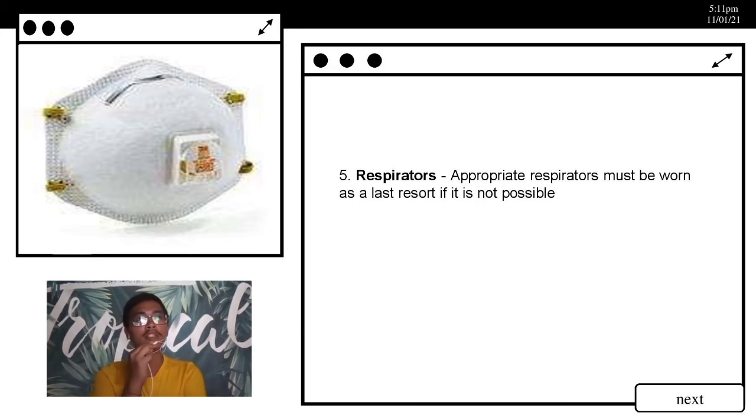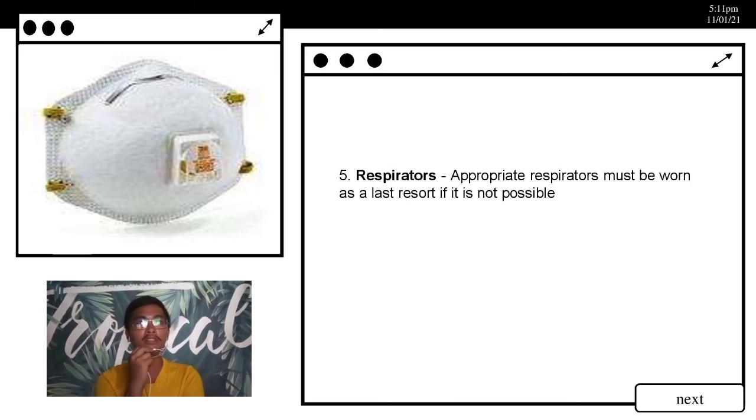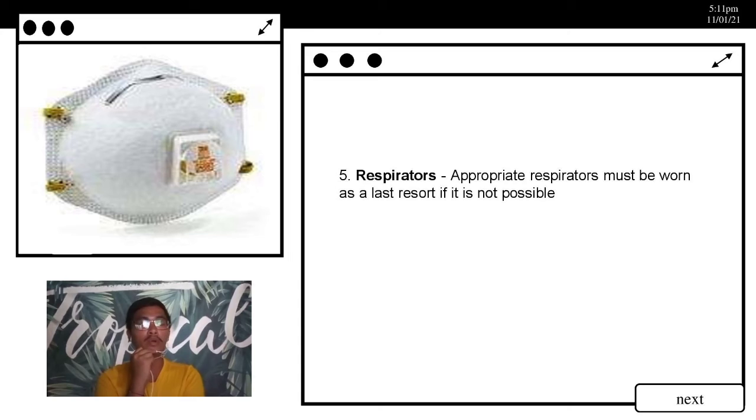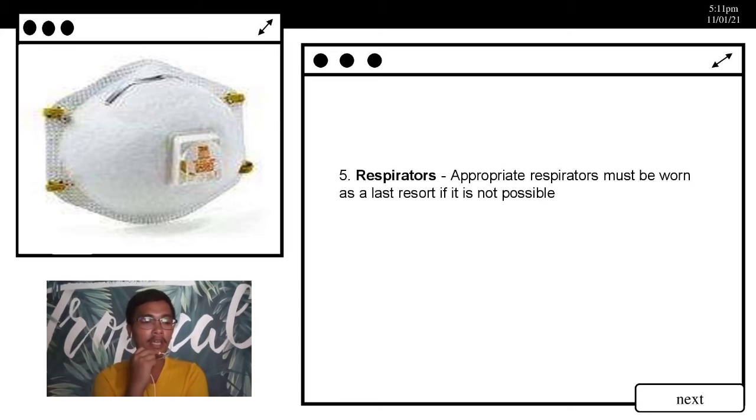Now let's move on to respirators. Appropriate respirators must be worn as a last resort if it is not possible to control the hazard otherwise. When we have PPE, we also have RPE. RPE stands for respiratory protective equipment. As the word itself says, respiratory, it involves different types of masks that must be worn when you are working in a workplace that has hazards that would damage your respiratory system.